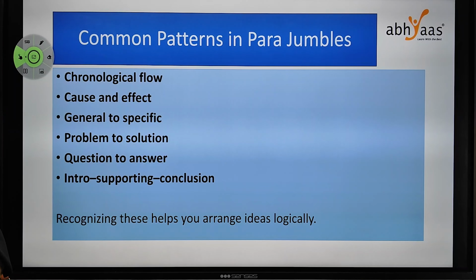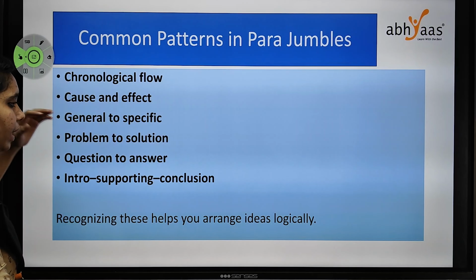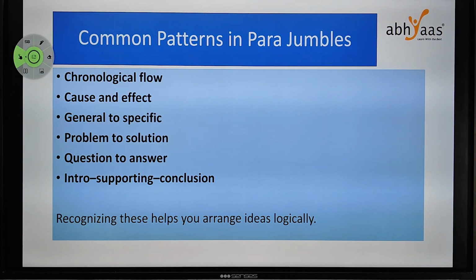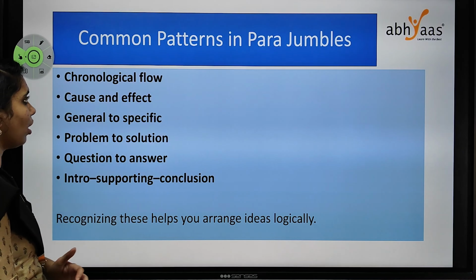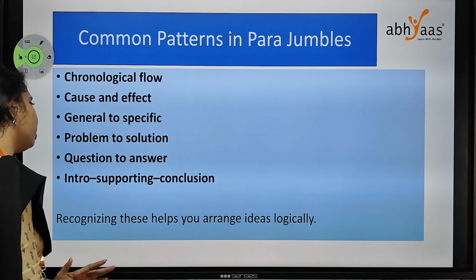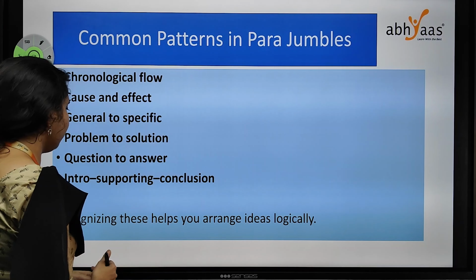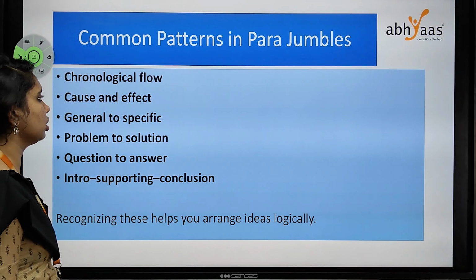The patterns which you can see in these para jumbles are, one, you can find the chronological flow of events happening, cause and effect, general to specific. You can also say specific to general, but that is not the common style. Generally, it goes from general to specific. Problem to solution, question to answer. Intro, supporting, conclusion. This is the logical flow.